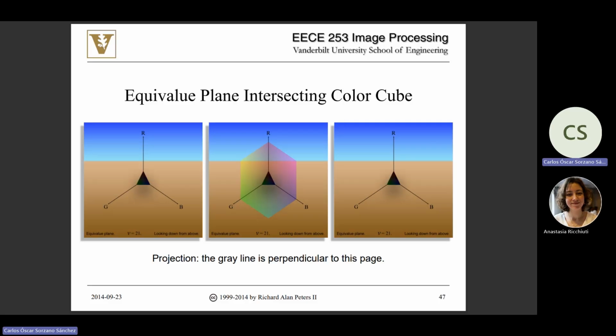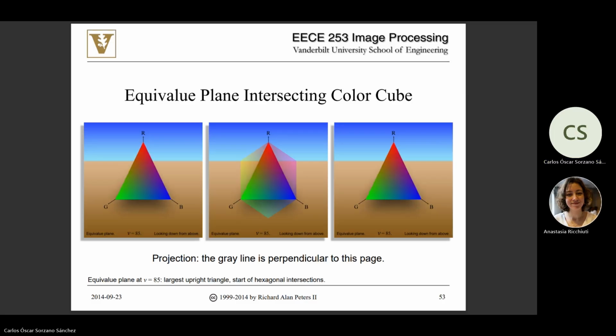Then you increase V to 21. Now it gets a little bit less dark, and less dark, and less dark. And at some point, you cross this border of having 255, the constant being 255. So that is for V equal to 85. It is the last plane for which the intersection is a triangle.